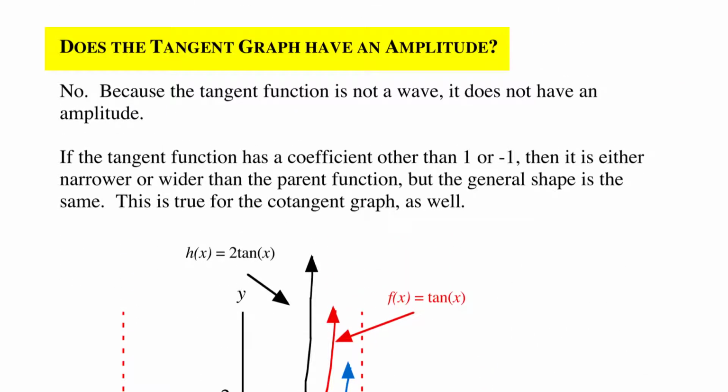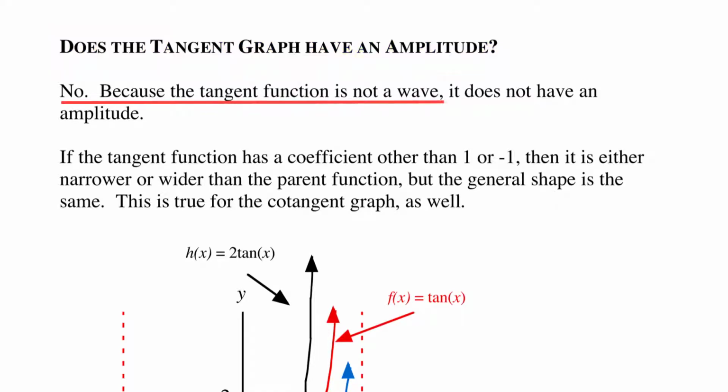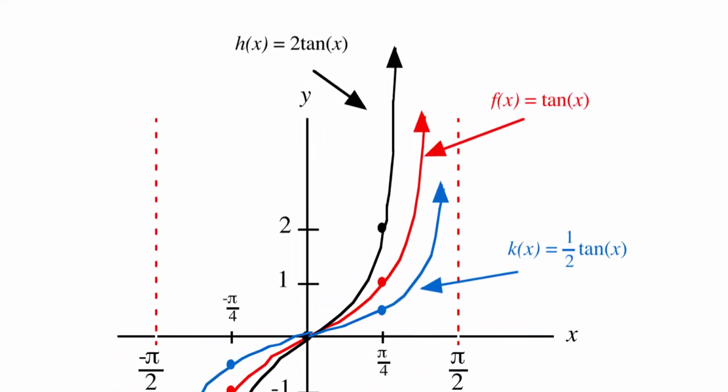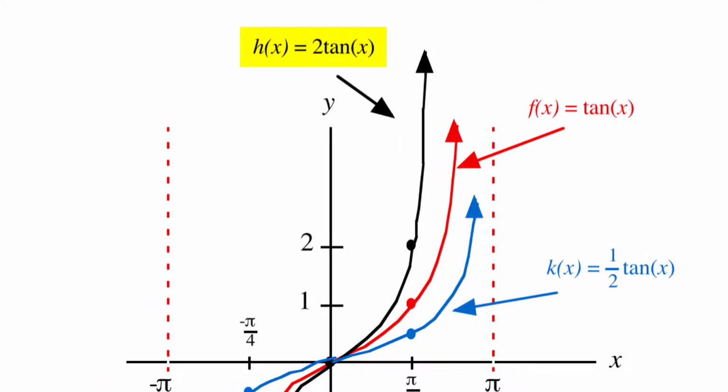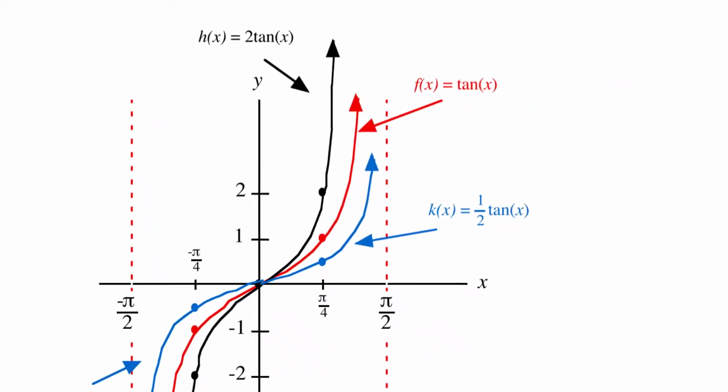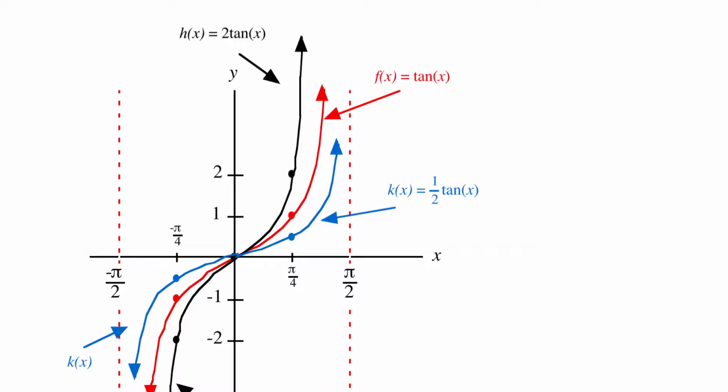Does the tangent graph have an amplitude? Well, quickly no. And that's because it's not a wave like the sine and cosine functions are. We could put a coefficient in front of the tangent function or the cotangent function. Here's how it would compare. If we multiplied a tangent function by a number greater than 1, such as 2, in this case, h of x equals 2 times tangent x, it actually makes the graph steeper and more narrow. You can see in quadrant 1 where it's steeper than our standard f of x equals tangent x parent function. And you can also see that 1/2 times tangent x is wider than the parent function. So for our purposes, we're going to leave the coefficient to either be positive 1 or negative 1 and not worry about being narrower or wider.